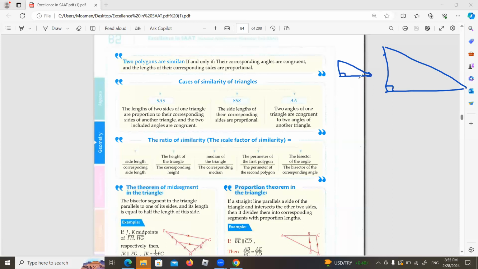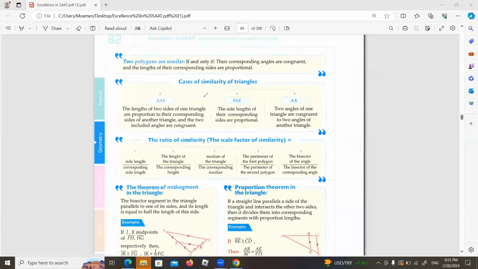They are not the same, mister. They are not the same, but I call them similar. Similar depends on some cases, but congruent are the same. The corresponding sides are equal, the corresponding angles are equal, and they also have the same perimeter and the same area. But here, we'll talk about similarity.